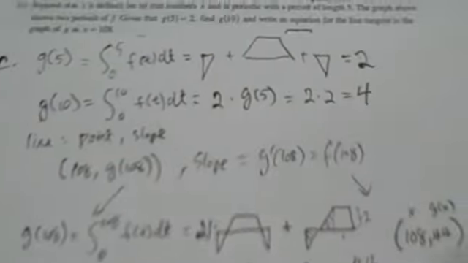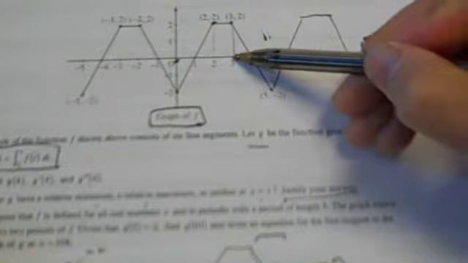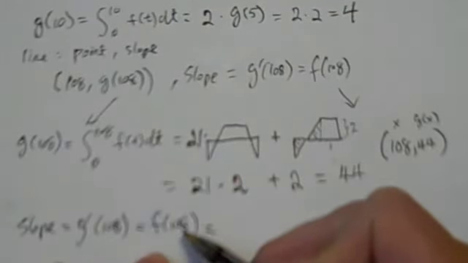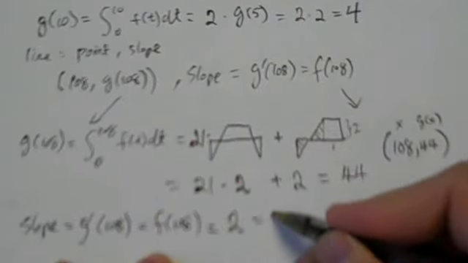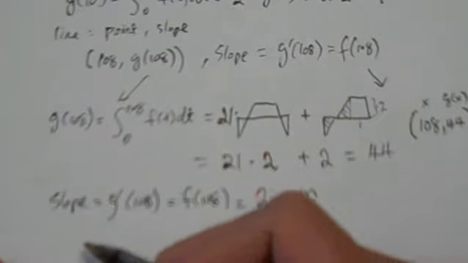And now f of 108, notice for every phi we're going to do this 21 times, and eventually it comes to here. It becomes 21 times, we get 105, 106, 107, 108. 108 will take on the same y value as x equals 3. So we get 2. So the answer for g prime of 108, which is f of 108, is equal to 2. So that's the slope. So what's the equation of the tangent line?